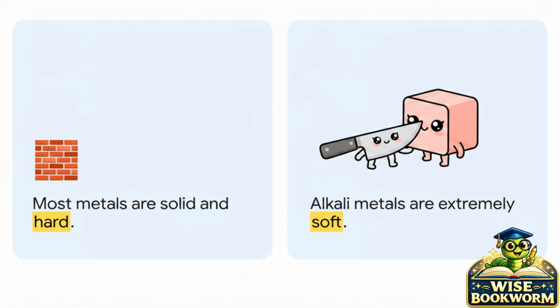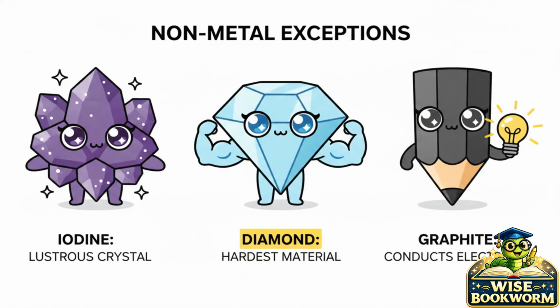Or alkali metals like lithium, sodium, and potassium. They're physically so soft because of their low densities and melting points that you can literally slice right through them with a butter knife. And the exact same thing happens on the flip side of the periodic table.